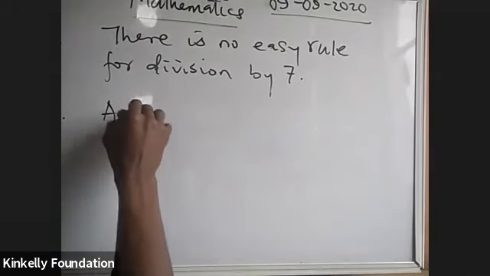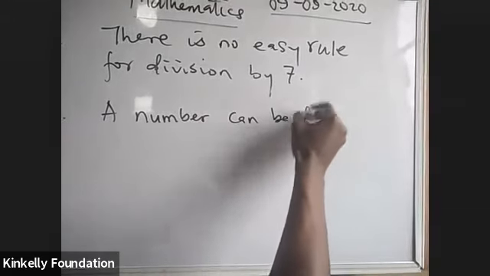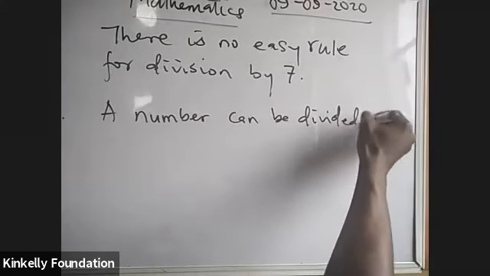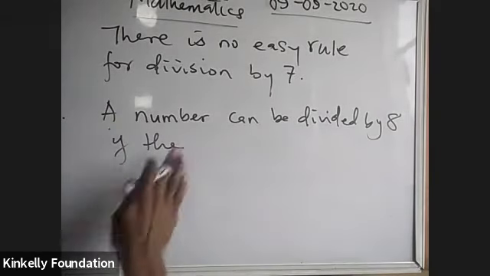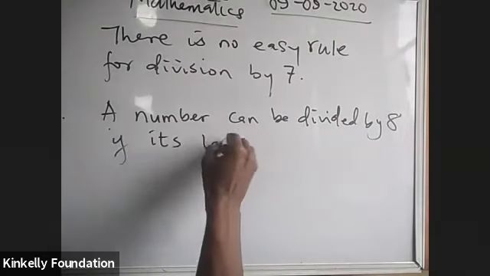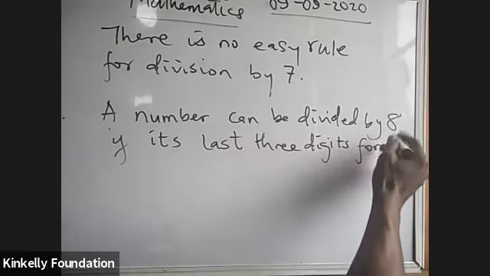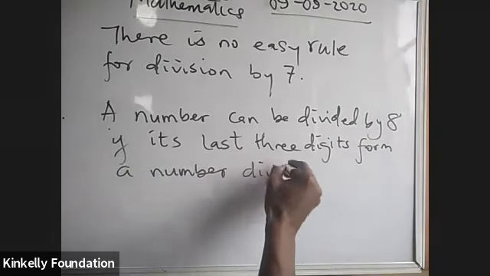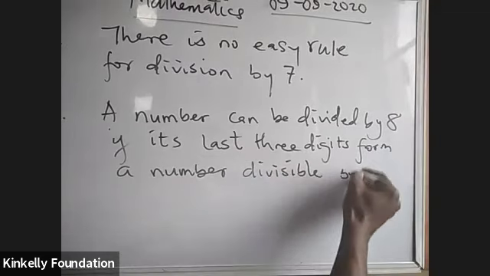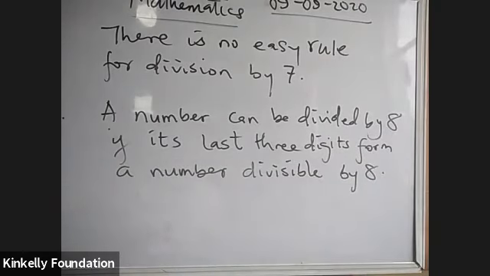A number, or any number, can be divided by 8 if its last 3 digits form a number divisible by 8. That's the divisibility rule.